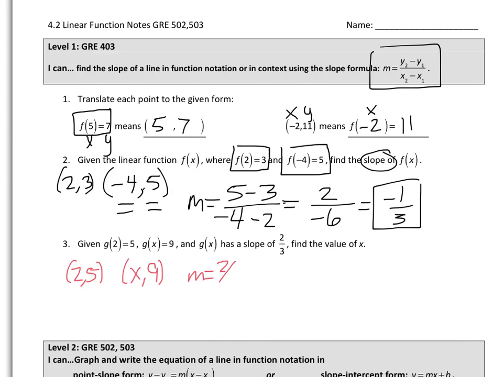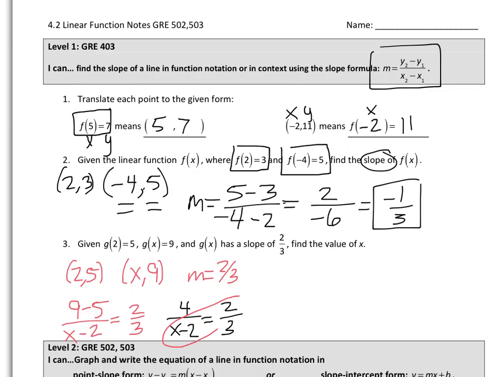What that means is that we're going to write our slope equation, which is pick a y, subtract the other y. Since we picked 9 first, we got to pick x first, minus 2, equals 2/3. Alright, now we're going to have to cross multiply and solve, right? So what's 9 minus 5? Well, first of all, that's 4 over x minus 2 equals 2/3. And then we're going to cross multiply.